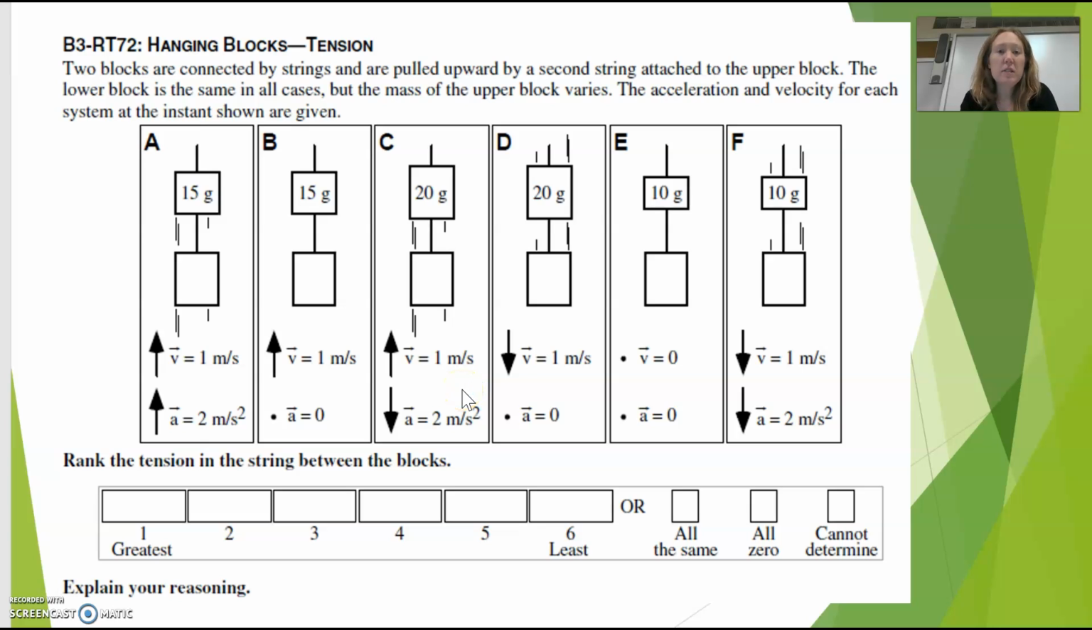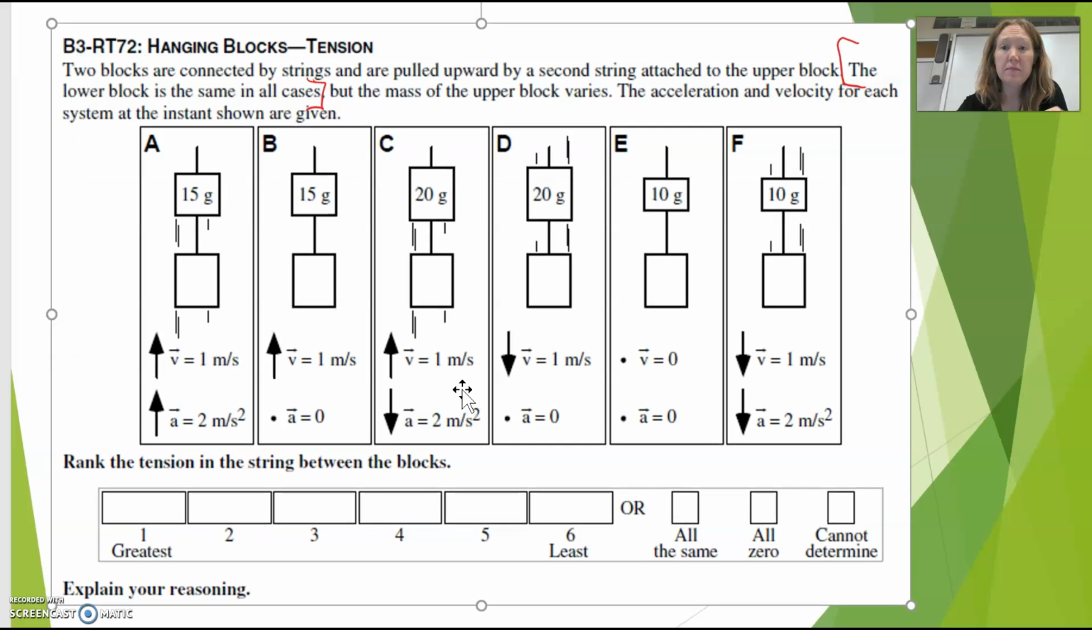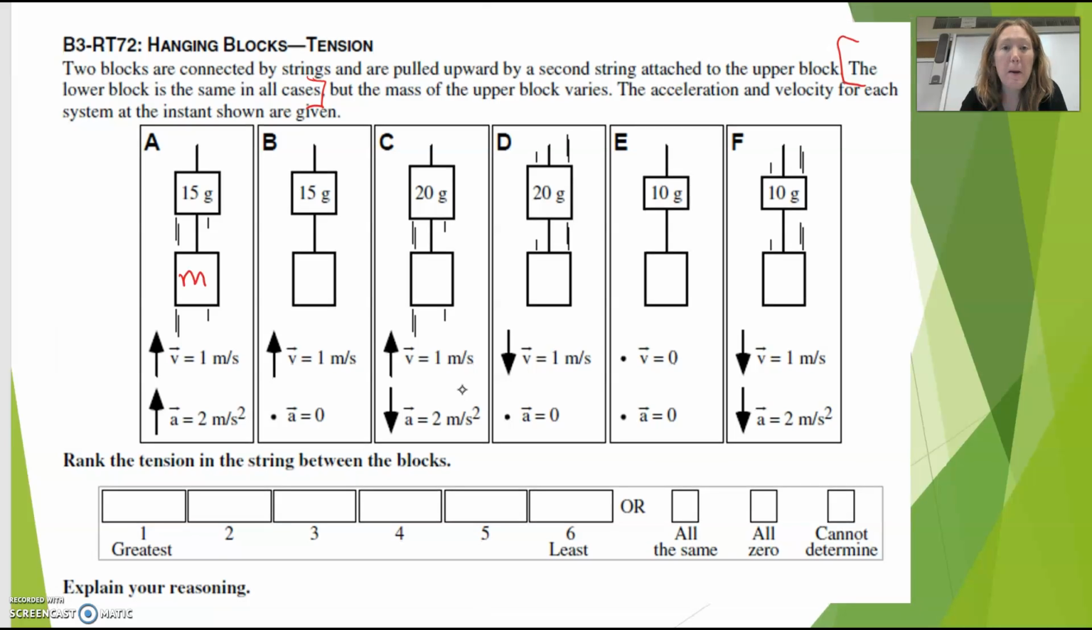Okay, let's do this example problem from the Tipler book. This involves blocks being pulled upward at different accelerations and velocities. The lower block is the same, it says. What they mean here is the same mass. So all of these, let's say, are going to have a mass m. And the masses of the upper block vary.